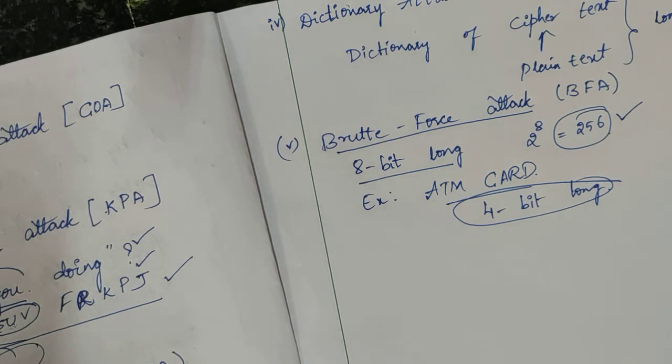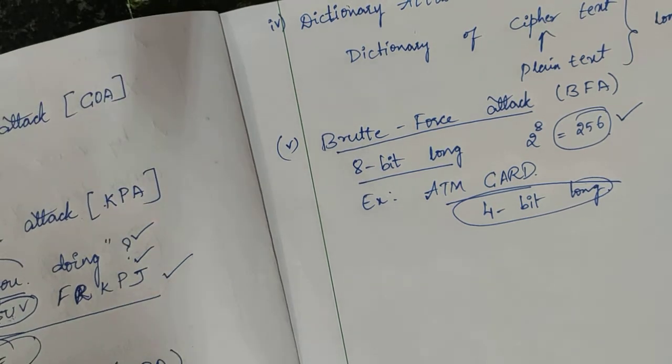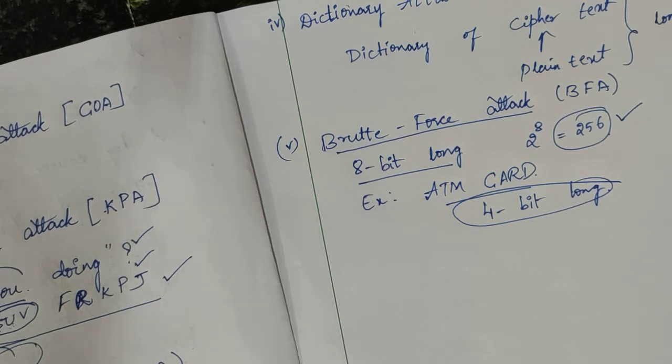So we have seen 5 types of attacks on your encrypted message. One is ciphertext only attack, second is known plain text attack, third is chosen plain text attack, fourth is dictionary attack, and fifth is brute force attack.